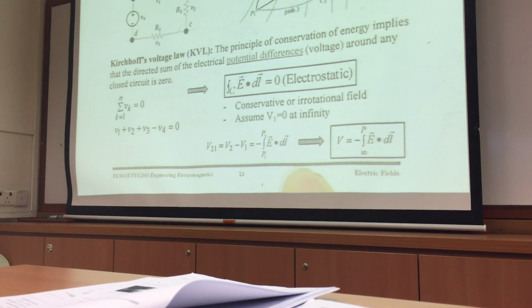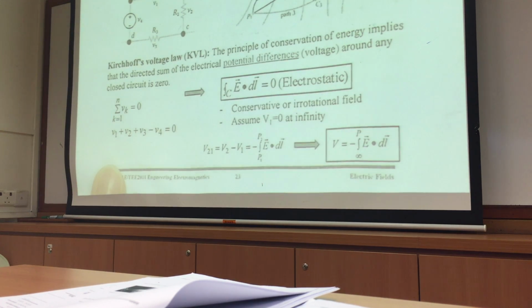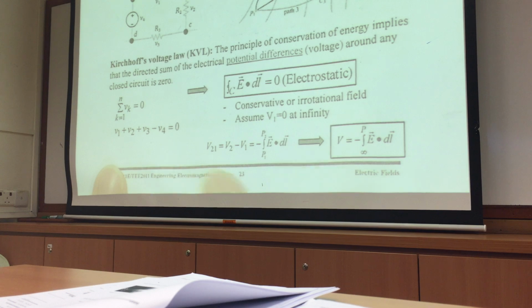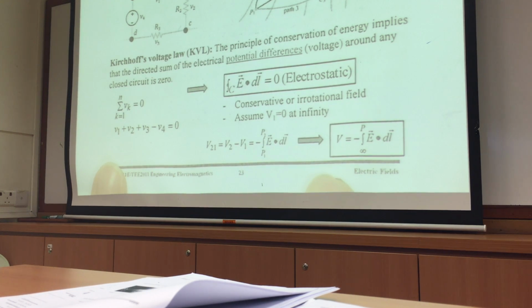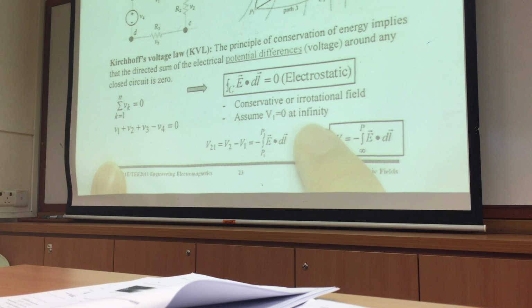So, let's see what this is. This is Kirchhoff's law, KVL. Basically KVL is an interpretation of Maxwell's equations, but you just need to understand this. This is a conservative or irrotational field. Assume V1 is 0 at infinity. So in most cases we get V1 equal to 0, so V21 just equals V2 for some cases, when the reference point is at infinity.